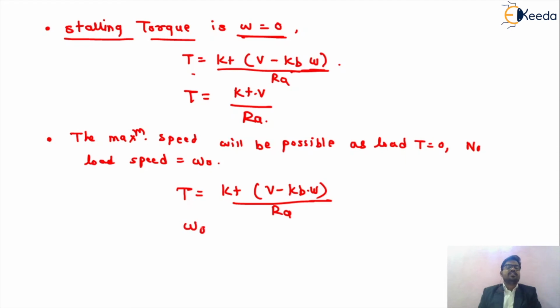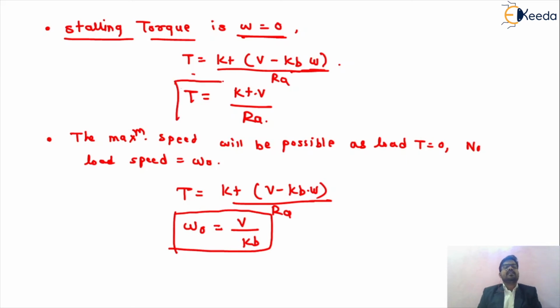From this we get ω0, that is the no-load speed, or we call it the maximum speed, which is equal to V divided by Kb. Basically, the value of this resistance is multiplied by torque, so when torque is 0, this resistance term will be 0. So ω equal to ω0 gives you V divided by Kb. This is the actual expression that we get from the different fundamental relations concerning the torque and speed characteristics of your BLDC motor.